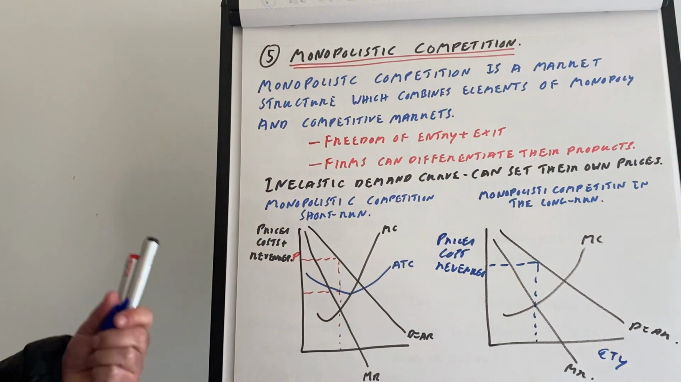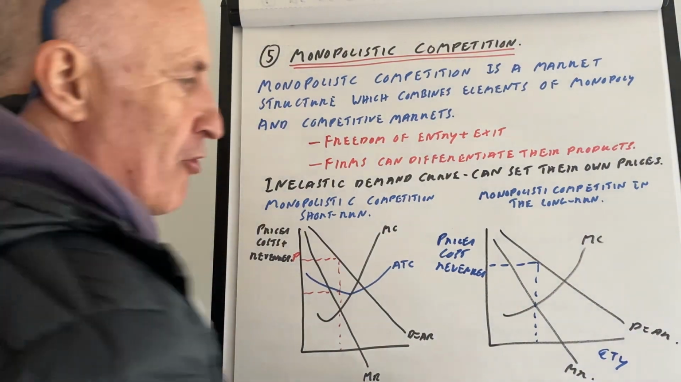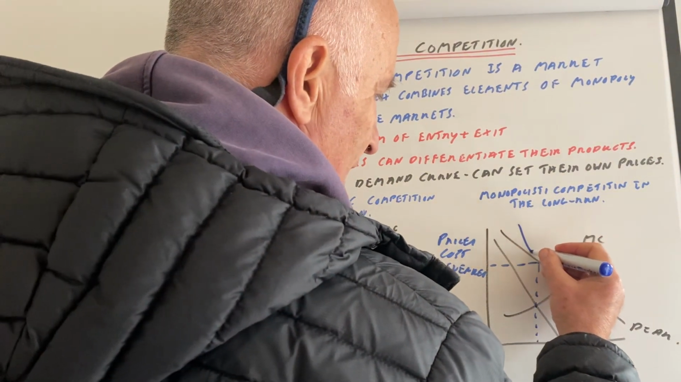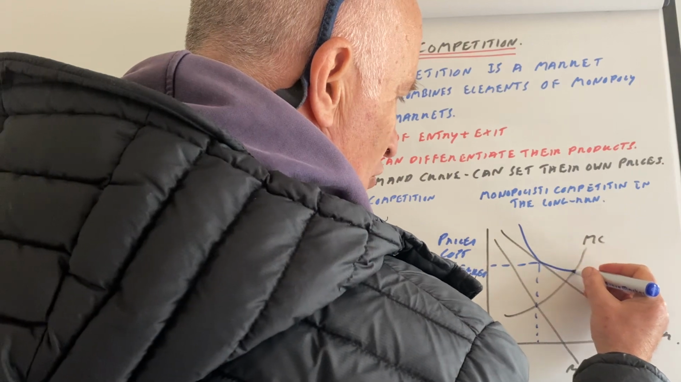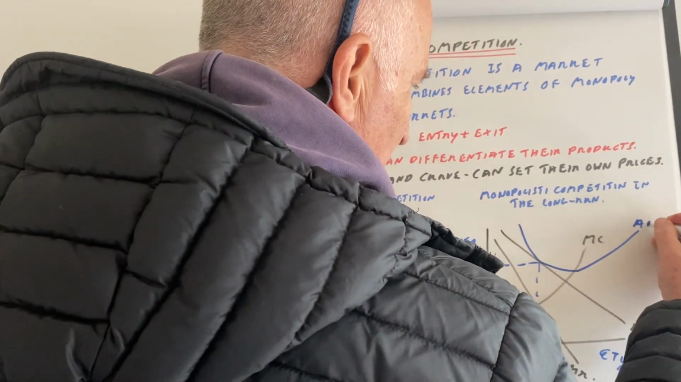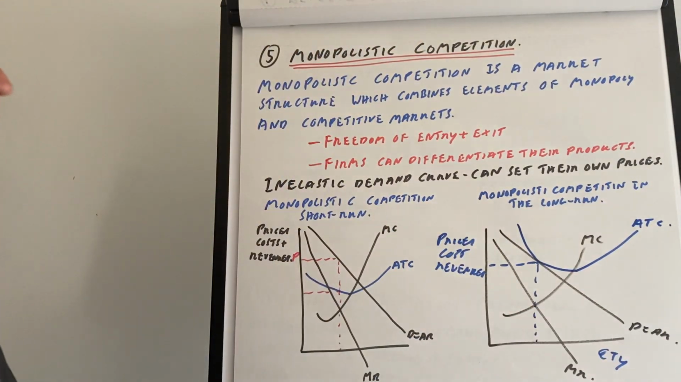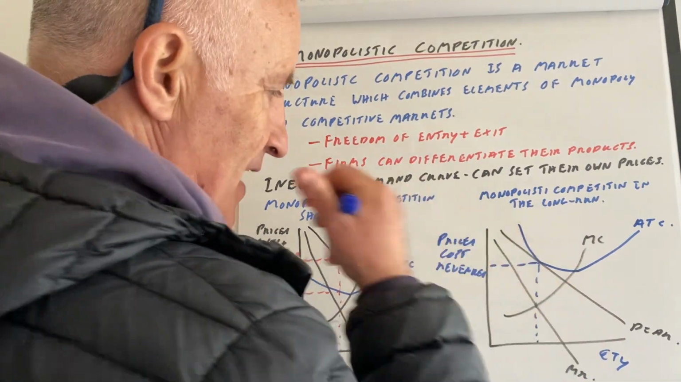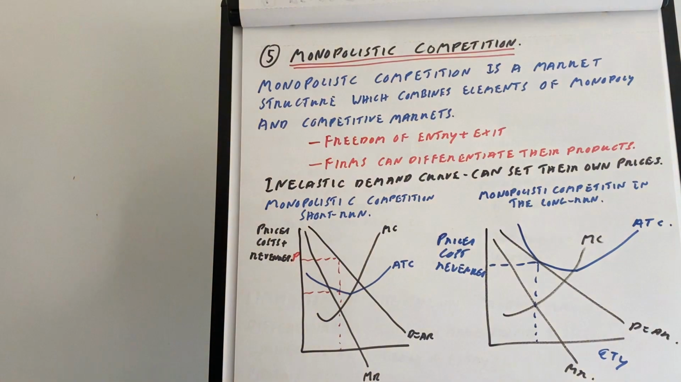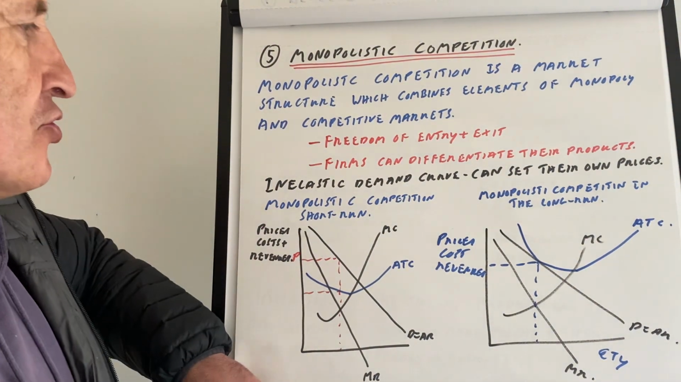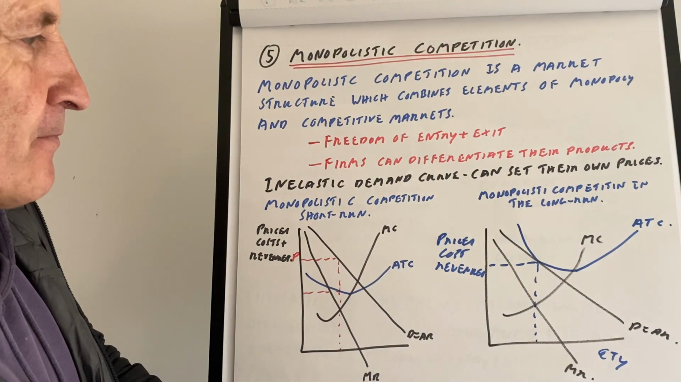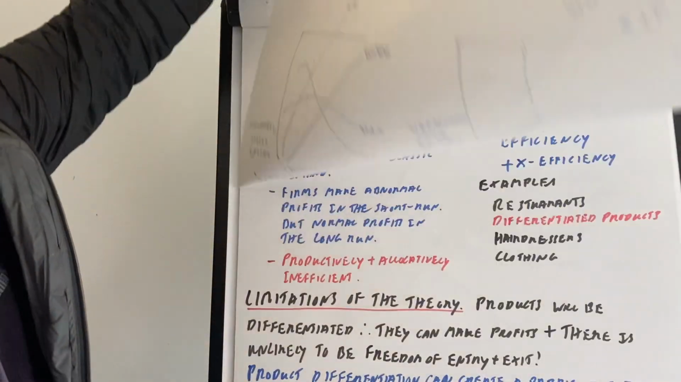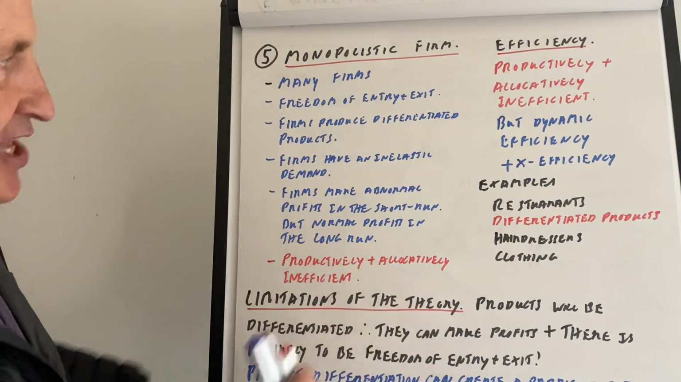Now, in the long run, in a monopolistic competition, you always make normal profit. So you must have the average total cost curve going through there. Please note that in this diagram here, we are productively inefficient and we're also allocatively inefficient. However, monopolistic competition is fairly similar to perfect competition. There are, though, some limitations of the theory, which is down here.